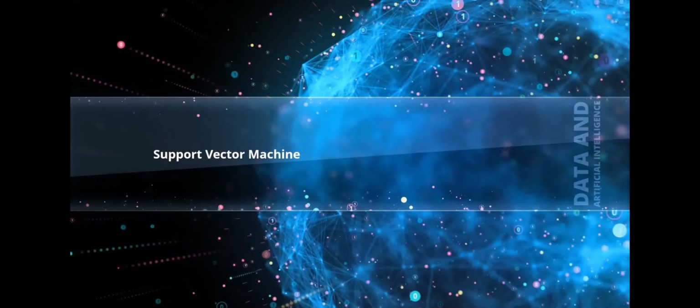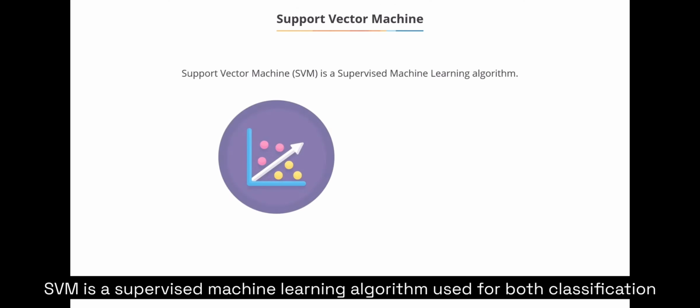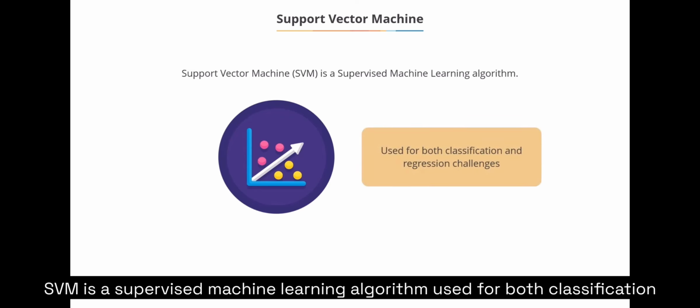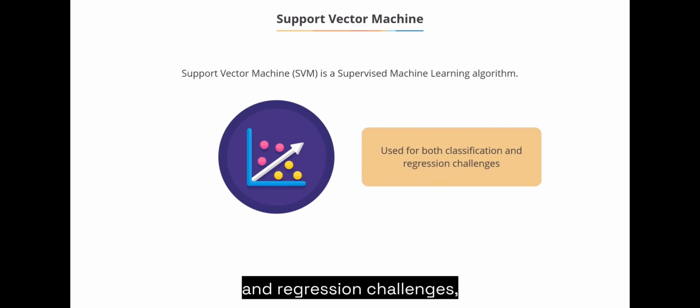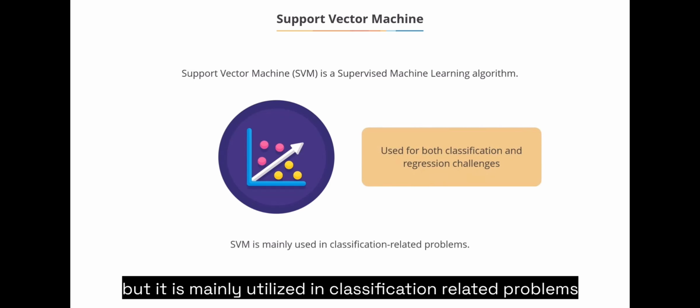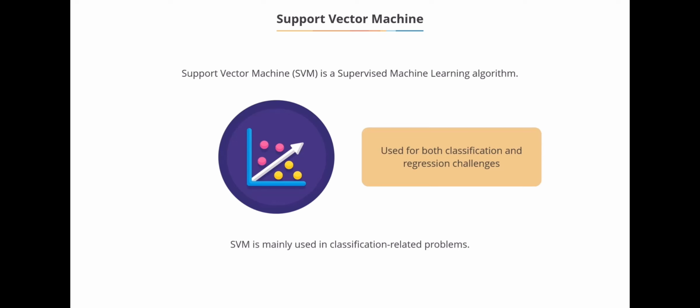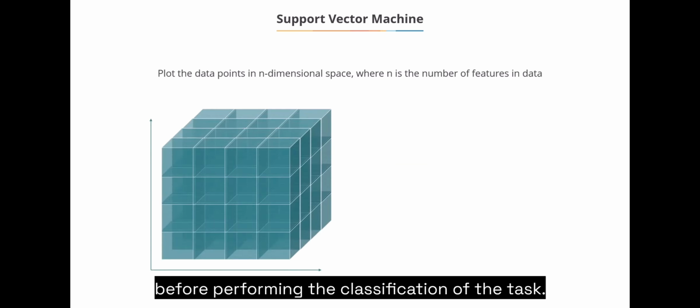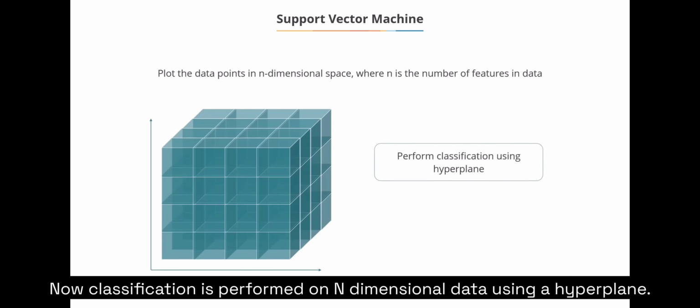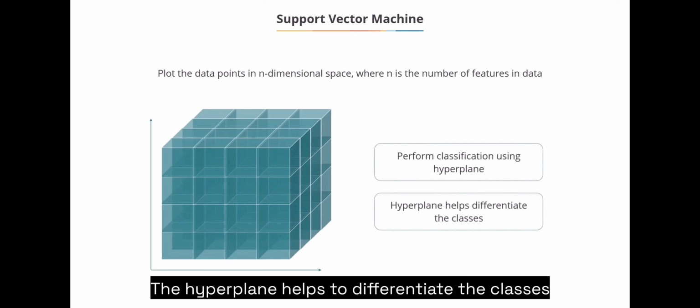Support vector machine. Support vector machine (SVM) is a supervised machine learning algorithm used for both classification and regression challenges, but it is mainly utilized in classification-related problems. Before performing the classification of the task, let's plot the data points in an n-dimensional space, where n is the number of features in the data. Now, classification is performed on n-dimensional data using a hyperplane. The hyperplane helps to differentiate the classes.